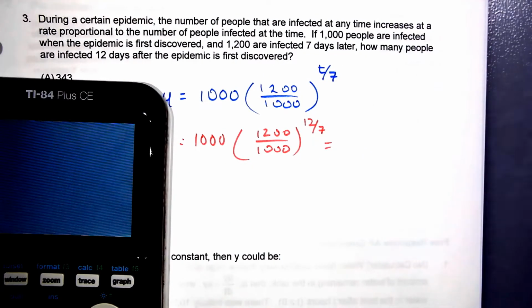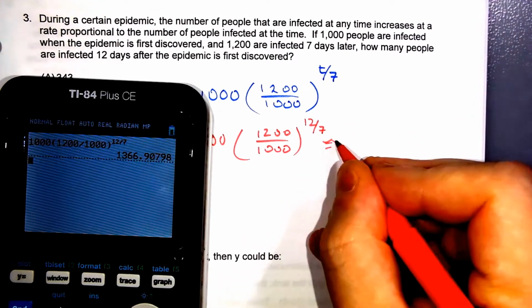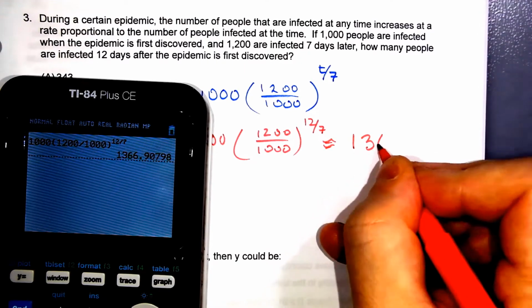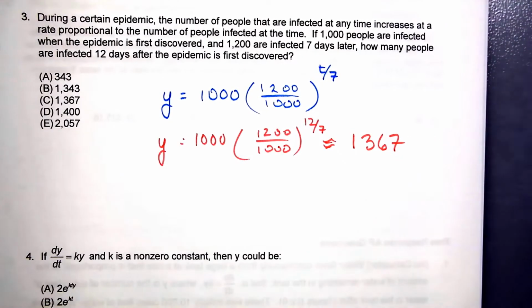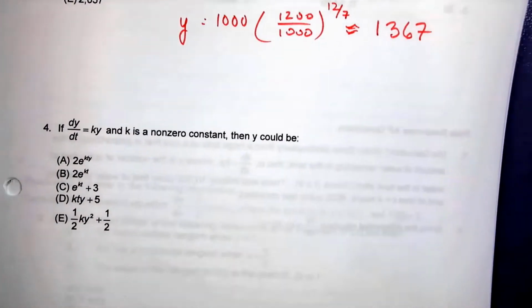1,000 times 1,200 over 1,000 to the 12 over 7, and that of course would be a calculator problem here. So 1,000 times 1,200 divided by 1,000 to the power of 12 over 7 looks to give me approximately 1367. There is the correct answer. So it's a pretty nice shortcut, right? Let's try it on problem number 5 then.